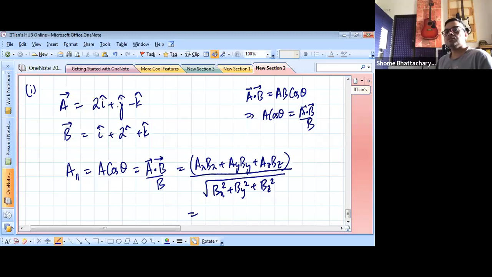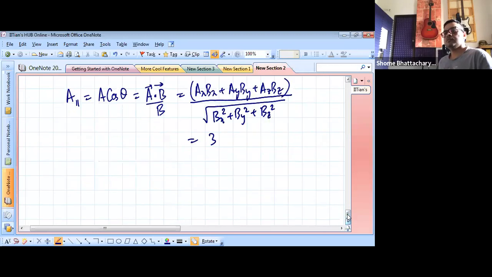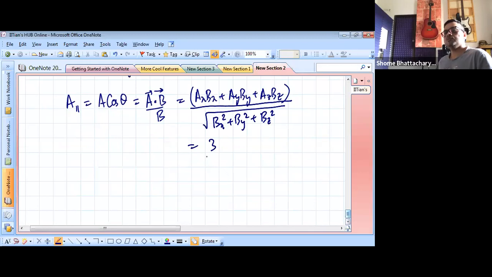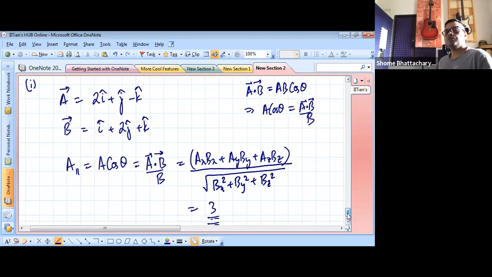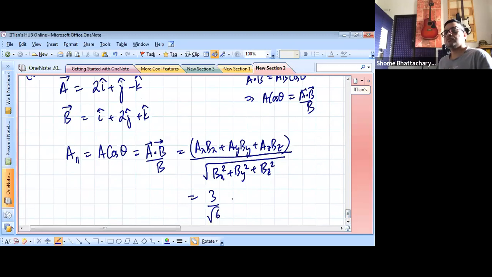So it is 2 plus 2, 4 minus 1. Okay. So that's how much? 3. Okay. And what is mod B? It is root of how much? 1 plus 4 plus 1, so root 6. Okay. You can see this is square root of 3 by 2. You can write this. This is the parallel component of A cos theta. So this is step 1.